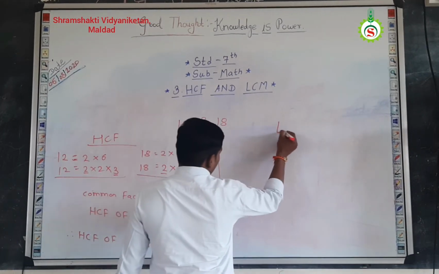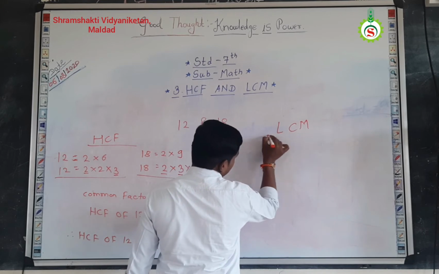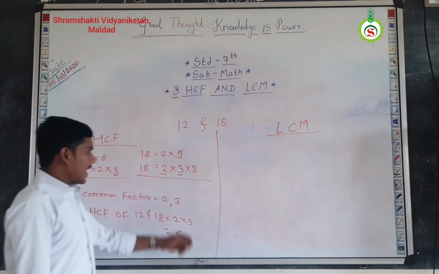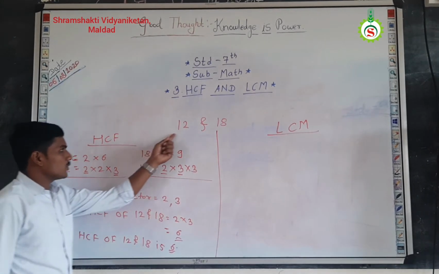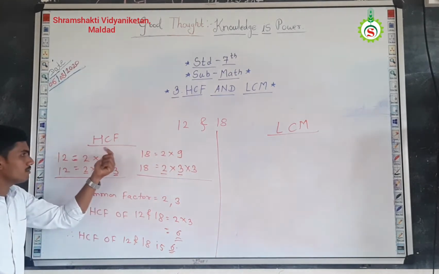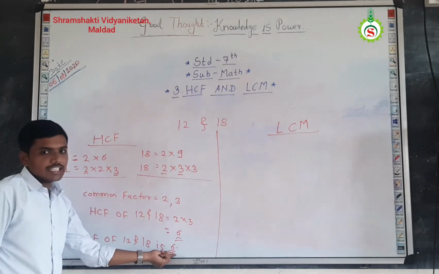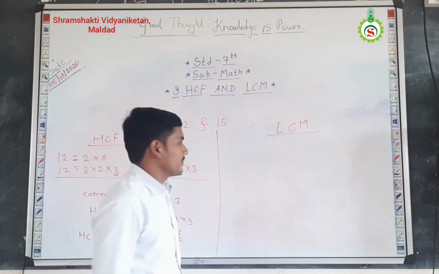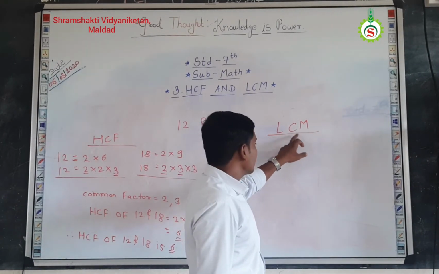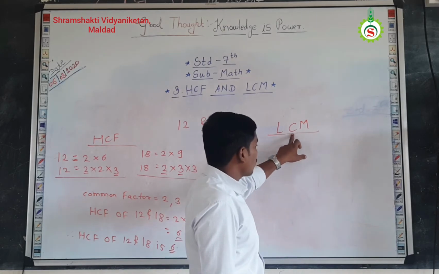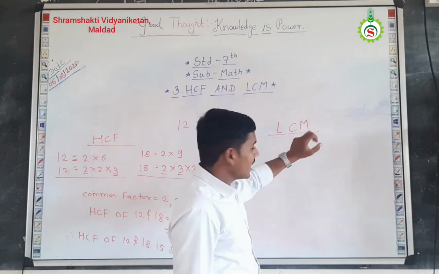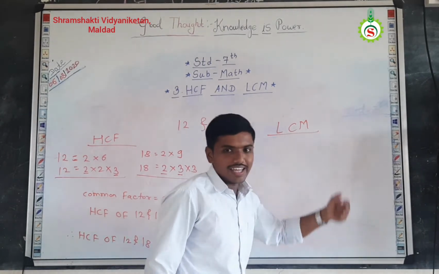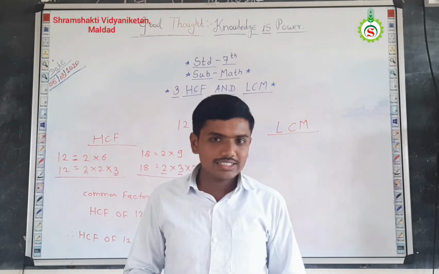Now today's point is LCM. I have found the HCF for 12 and 18. What is the HCF of 12 and 18? The answer is 6. Now I want to find out the LCM. The meaning of the word LCM is least common multiple. That means again I have to take the factorization.